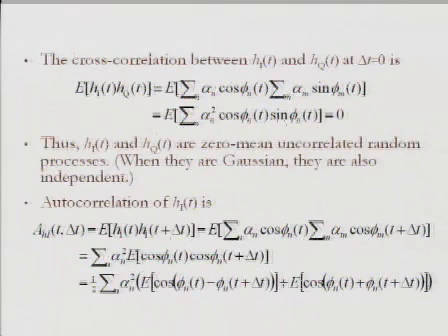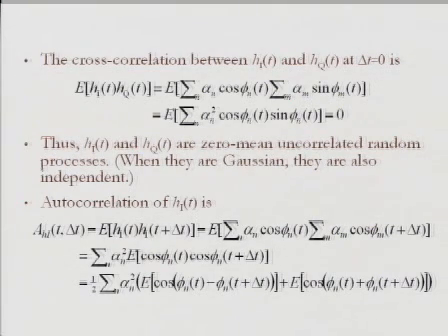Now the correlations are a little more involved. Let's start with something easy: the correlation between h sub I and h sub q when delta t is 0, so they're at the same time and not shifted. We have the expected value of h sub I times h sub q. Remember that h sub I is the sum of alpha n's cosines, and h sub q is the sum of alpha n's sines. Here they are, h sub I and h sub q. Just multiply them and expand.